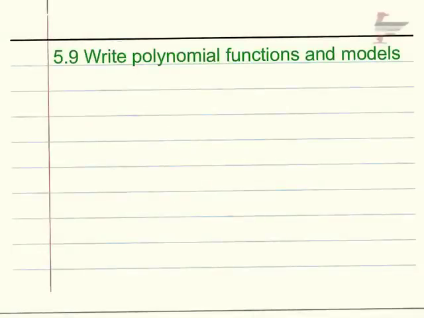Alright, here's your one and only video on section 5.9 because it's so crazy easy, you're just going to love this. So 5.9 is writing polynomial functions and models, and actually, to be quite honest, 5.9 is not super easy, but we're only going to do a very tiny part of it because the rest of the stuff in 5.9 you'll cover when you get to pre-calculus.